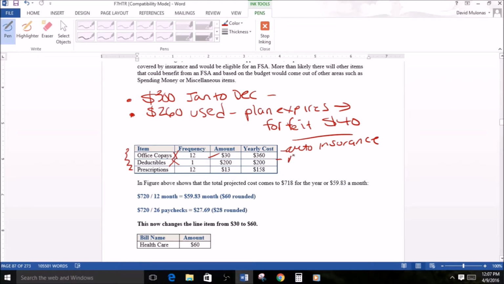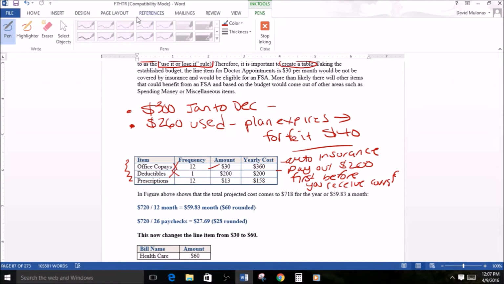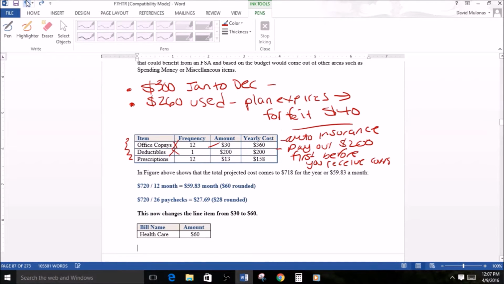So you have to pay out $200 first before you receive coverage. Now, just so you know, it doesn't mean that you won't get coverage per se, because you might get billed afterwards, but sometimes you're going to see offices that want money up front. So that just depends on your situation. But the general idea is the same thing.